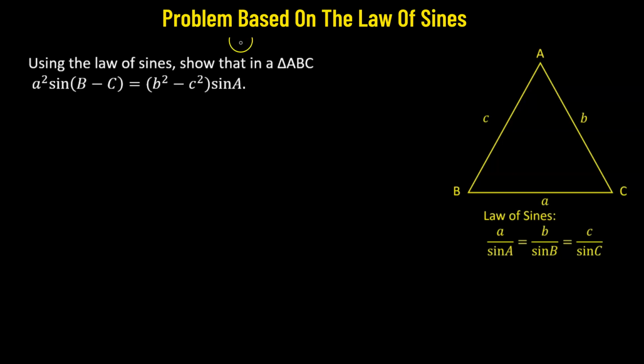Using the law of sines, we need to show that in a triangle, a squared times sine (b minus c) equals (b squared minus c squared) times sine a. Now here, we will first specify the law of sines.